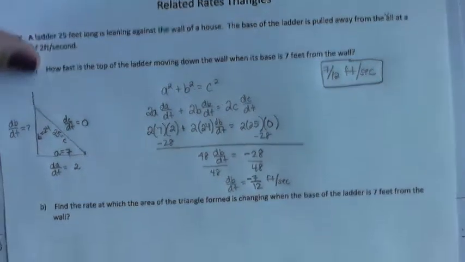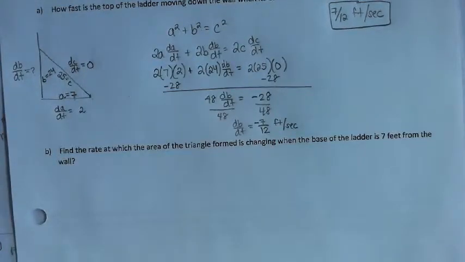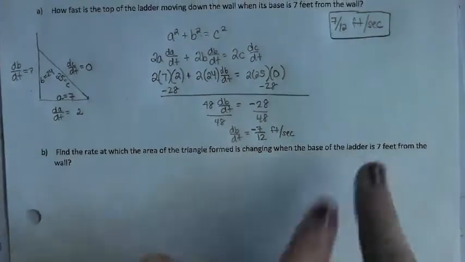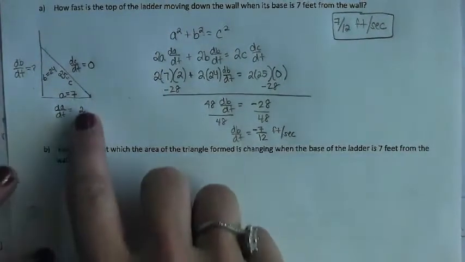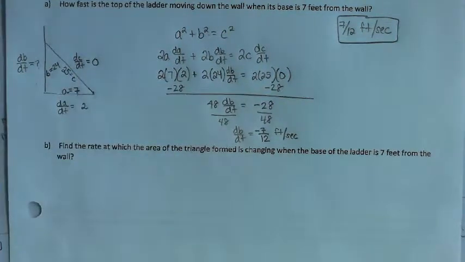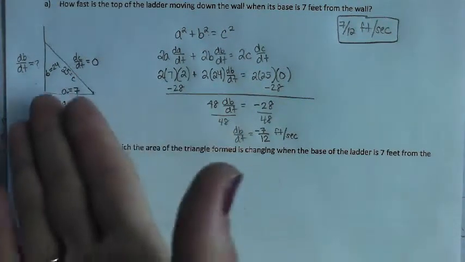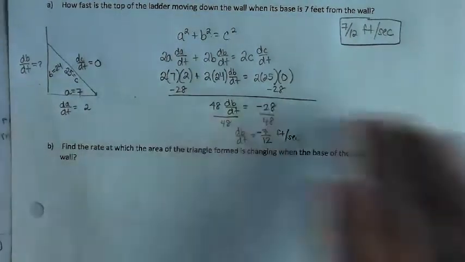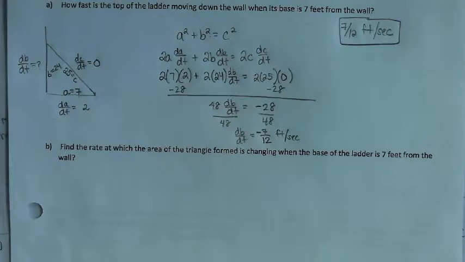Okay. B, find the rate at which the area of the triangle formed is changing when the base of the ladder is 7 feet from the wall. So I kept everything at the same moment. By keeping the base of the ladder 7 feet away, I keep my B as being 24. And I actually now know that at that moment, dB/dt is negative 7/12. So I have all of that. It's just a different question now. At what rate is the area changing?